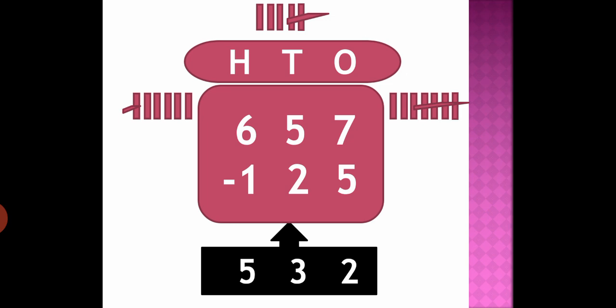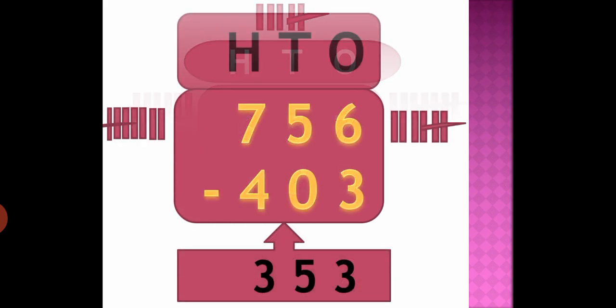On tens place, see upper side. Draw 5 lines. Cut 2 lines. Count the remaining lines. 1, 2, 3. 3 lines are left. Write 3 under tens column. On 100 place, draw 6 lines. Cut 1 line. Count remaining lines. 1, 2, 3, 4, 5. 5 lines are left. Write 5 under hundreds place. Our answer is 532. Let's do one more example.